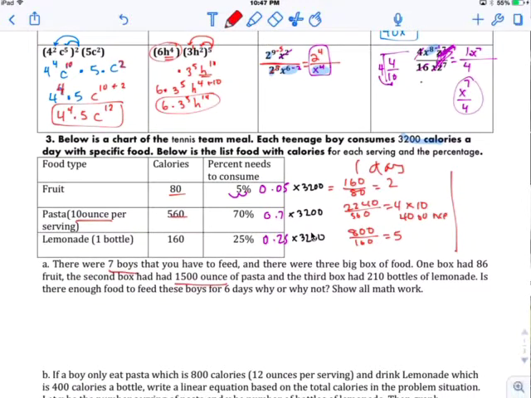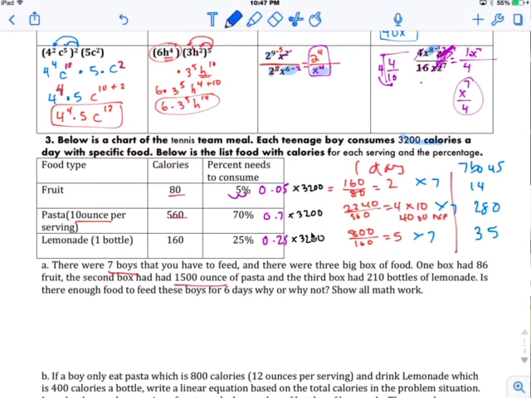There's 7 boys that you need to feed. So we need to times that by 7 for 7 boys. So this needs to be 14. It's 2,800 ounces. Right, 40 times 7, yep. And this 35 bottles of lemonade. And there's 3 boxes. The same scenario. One box has 86 fruit. The second box has 1,500 ounces of pasta. And third box is 210 bottles of lemonade.